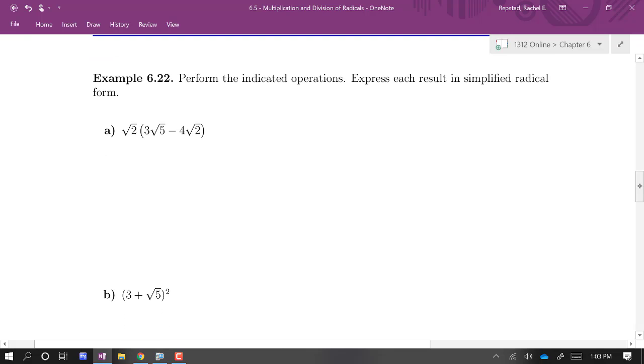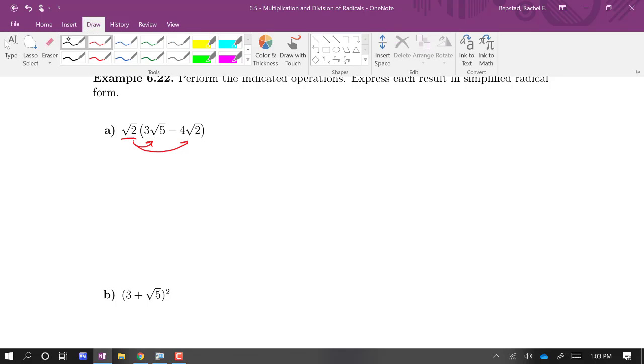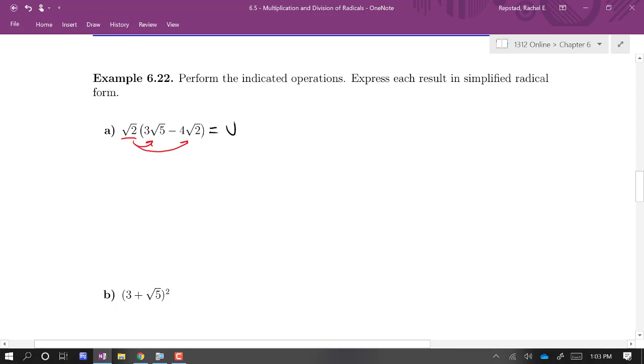Alright, so now we have some expressions that involve addition and subtraction. In part A here, I've got the square root of 2, and I'm multiplying it by 3 root 5 minus 4 root 2. We're going to proceed just by using the distributive property. So I've got root 2 times 3 root 5 minus root 2 times 4 root 2. And then I'm just going to simplify each of these individual products.